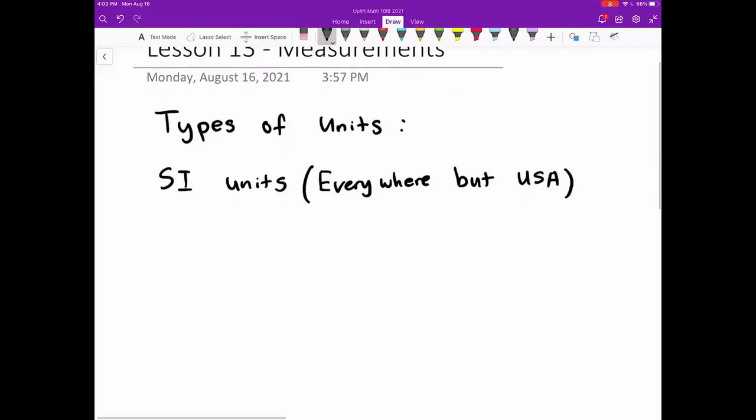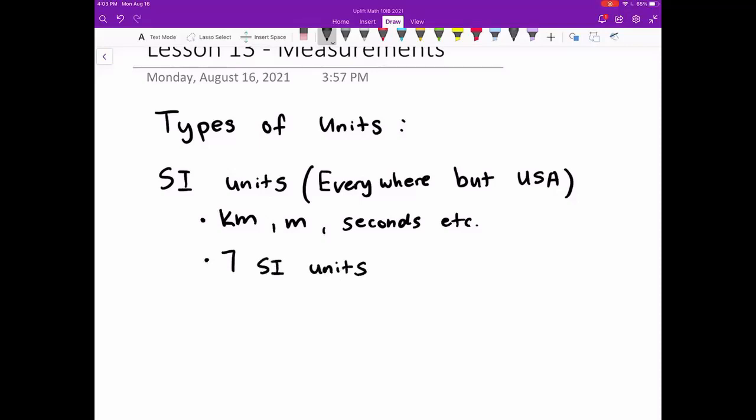Let me write it down: km, meters, etc., and seconds. And there's also kilograms and other stuff like that. It's what you're going to use in physics, science, basically anything related to science, because it's kind of the world standard. It makes a lot of sense. Should I write all of them down? Yeah, I think we could do that.